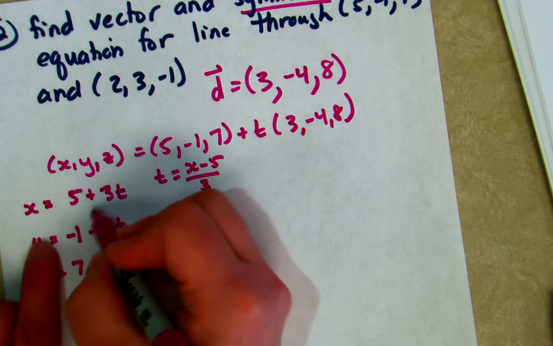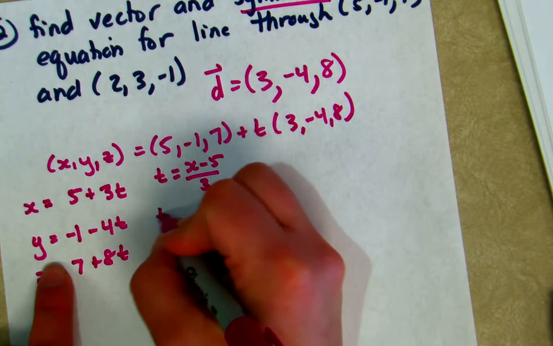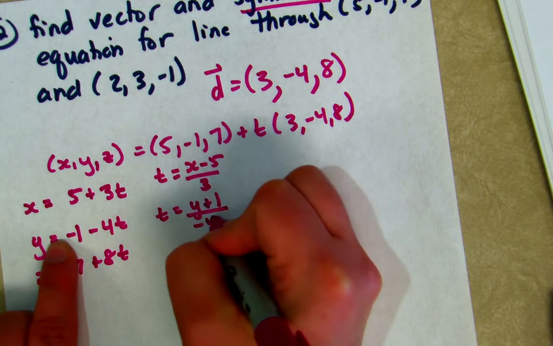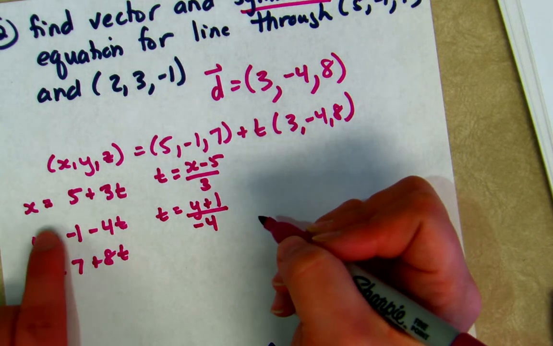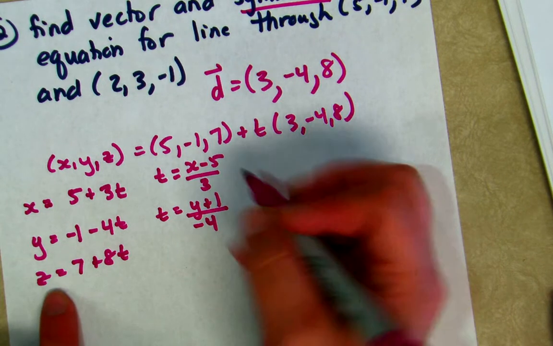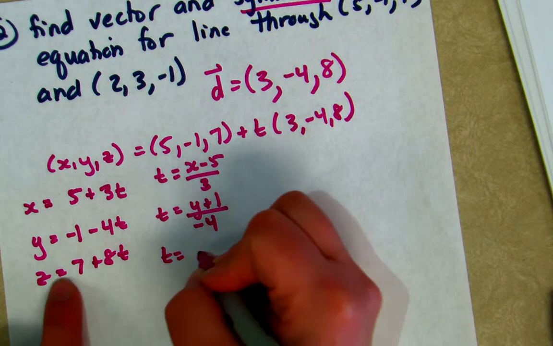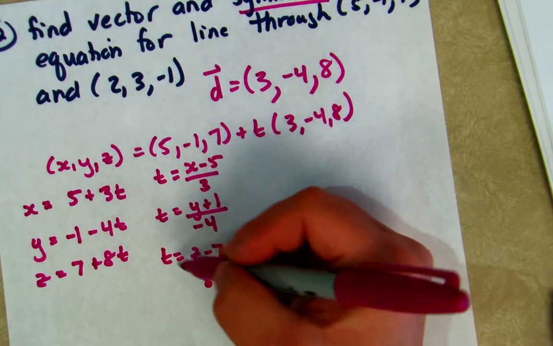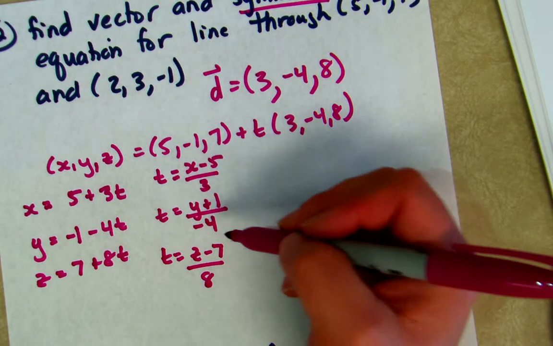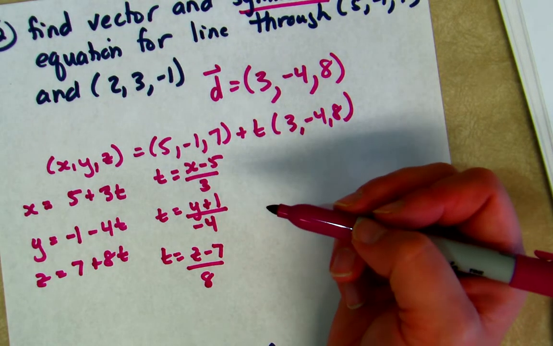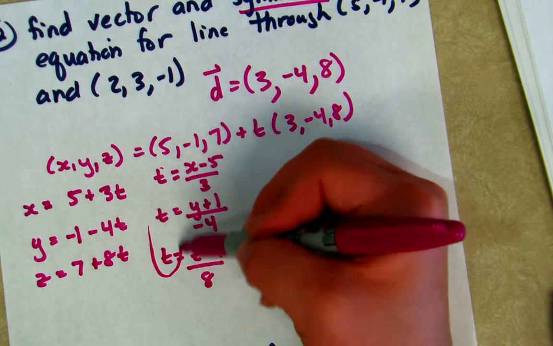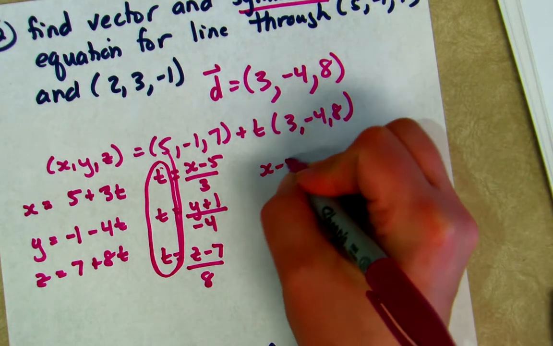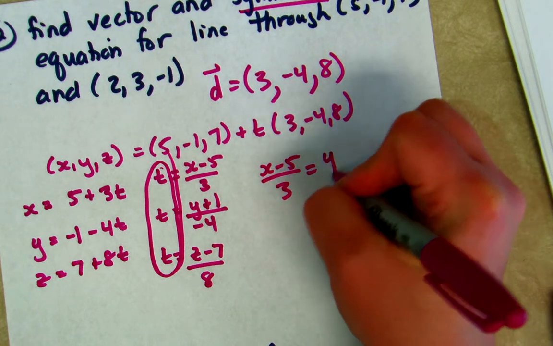Bring the 5 over, divide by 3. For the y, t is going to be y plus 1 divided by -4. Bring the 1 over, add it, divide by -4. In the z, the t is going to be z minus 7 divided by 8. Now, you don't have to go through this each time. I just wanted to show you where the symmetric equation came from. And they're called symmetric because t is the same about all of them. That's the symmetry.